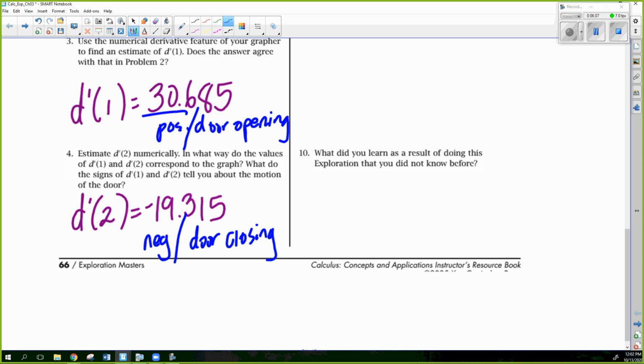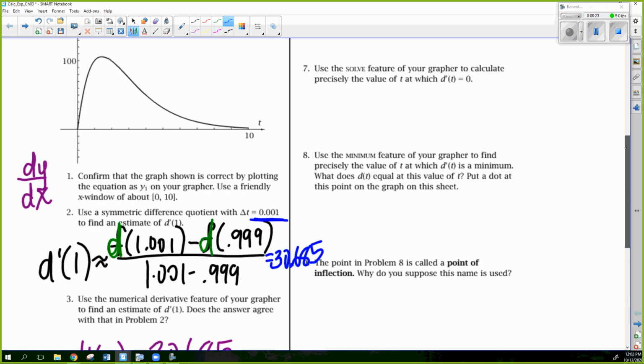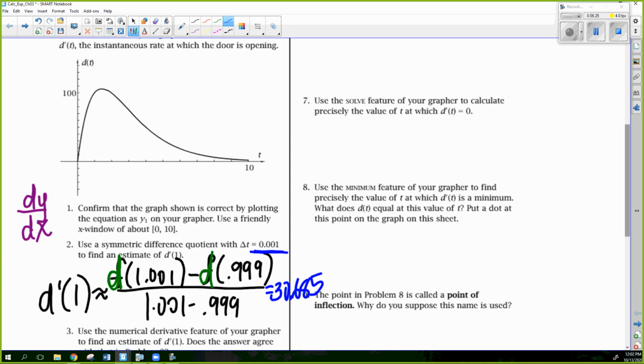So what is it when the door is just like a standstill? Well, let's figure that out. Okay? All right, before we move on, I want to go back up here to the graph. Here's my graph. Here's time 1. Here's time 2.